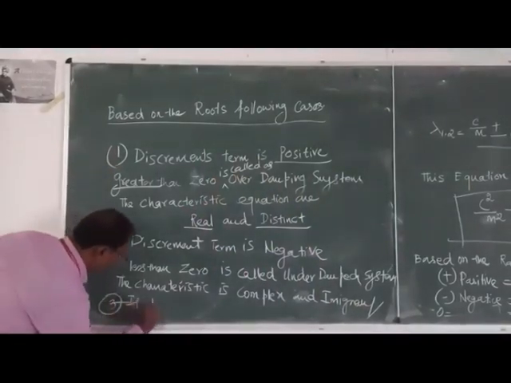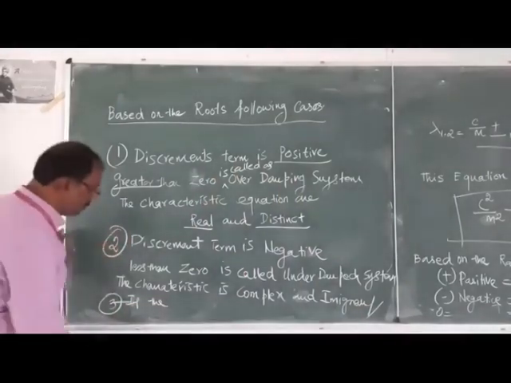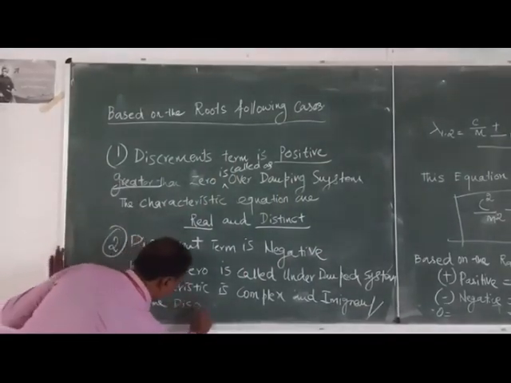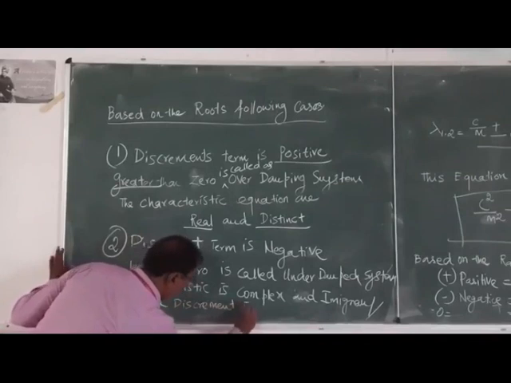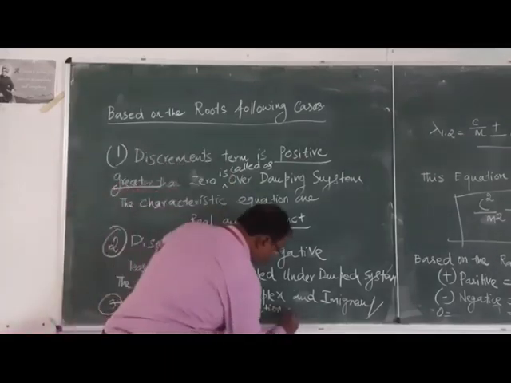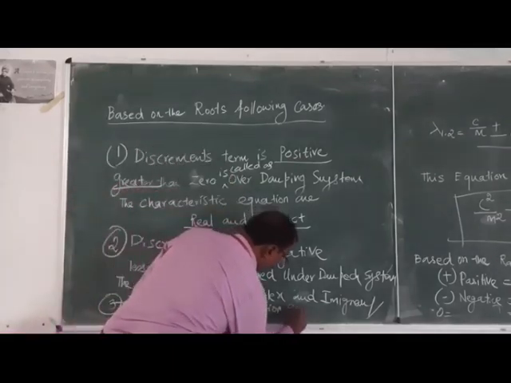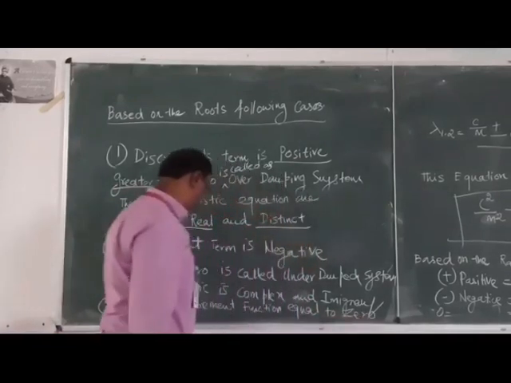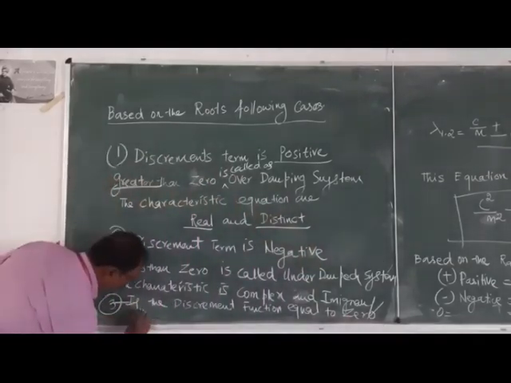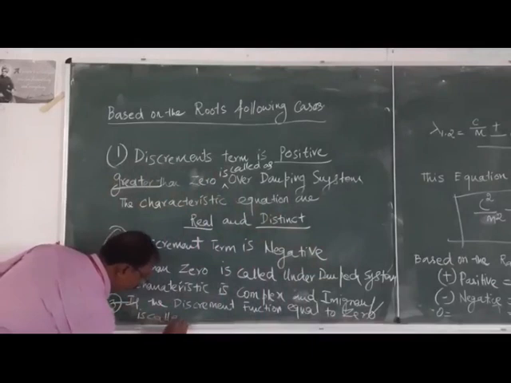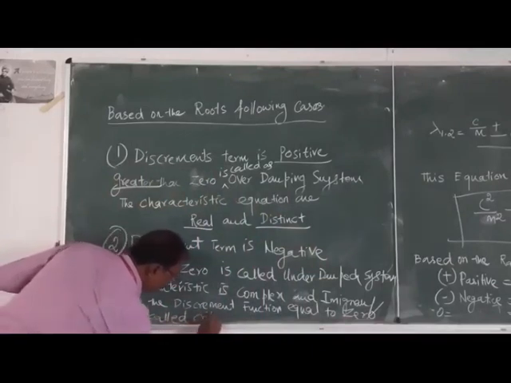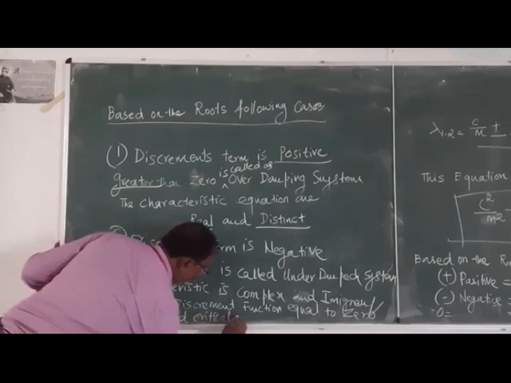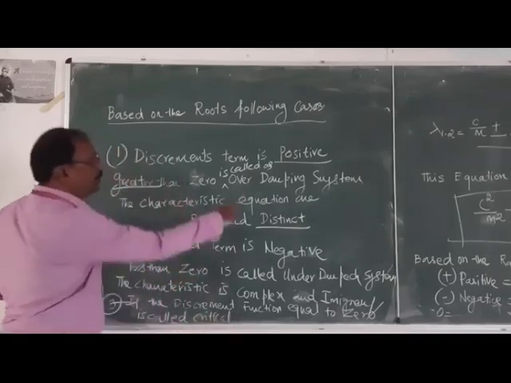If the discriminant function is exactly 0, equal to 0, then it is called a critical damping system.